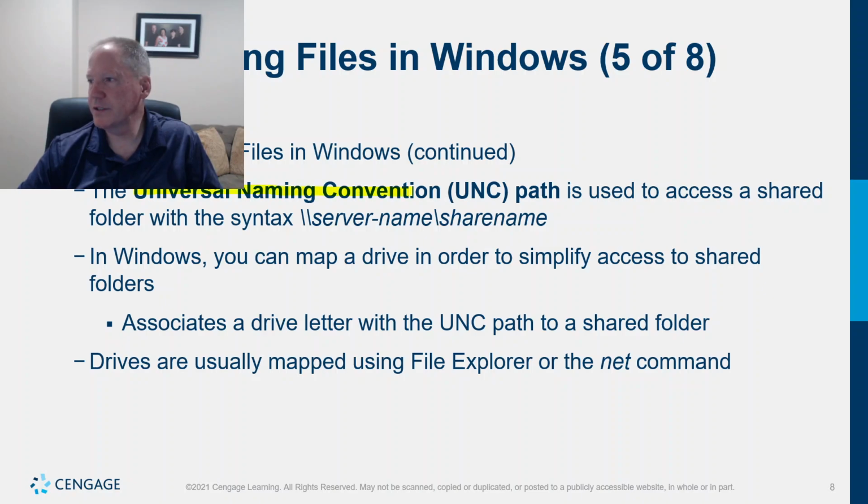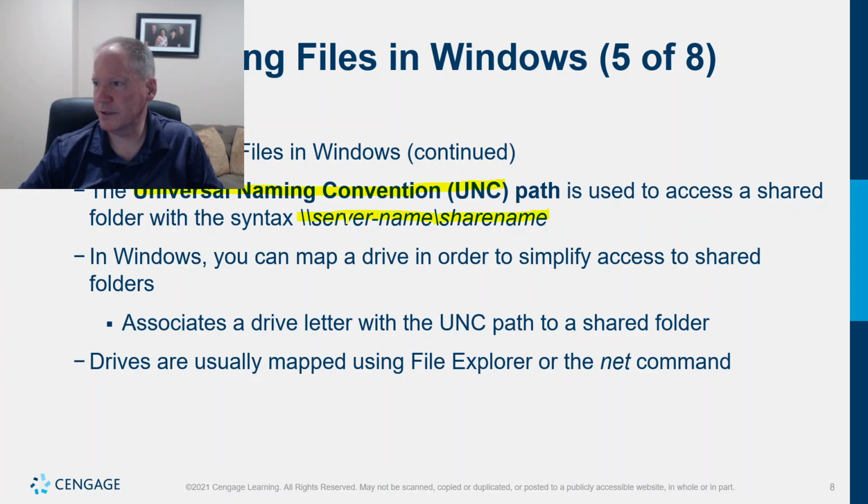Okay. Now, typically for our shares, we're going to use what's known as the Universal Naming Convention, or UNC, and the syntax for that is two slashes, the server name, and then the share name. And if the server name doesn't work, a faster way, and probably the best way to test it just to see does it work, is with the IP address.